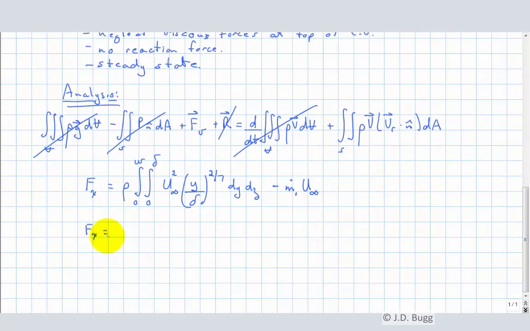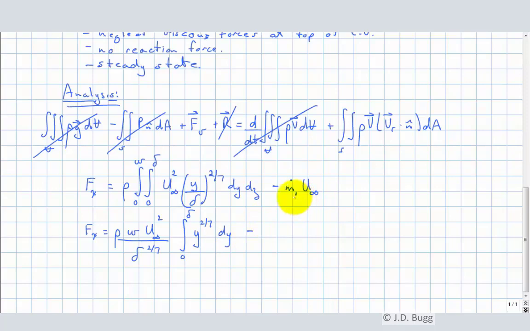The force in the x direction, density. Notice the first integral here, the outer integral, is with respect to z. Nothing in here depends on z. So that can just evaluate right away to w. This u infinity squared is a constant. That can come outside of the integral sign. In the denominator here we have delta to the 2/7. That can also come out of the integral sign because that's a constant. And we'll leave in our integral from 0 to delta just the y part of this. So this is y to the 2/7 dy.